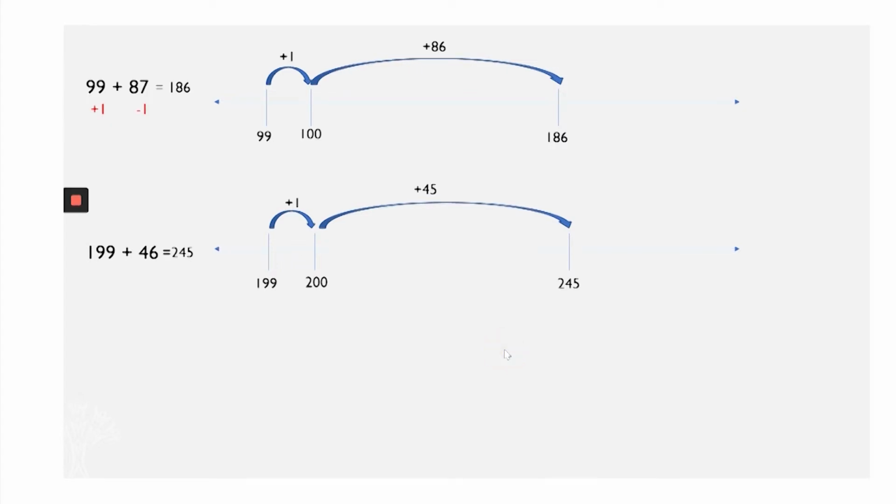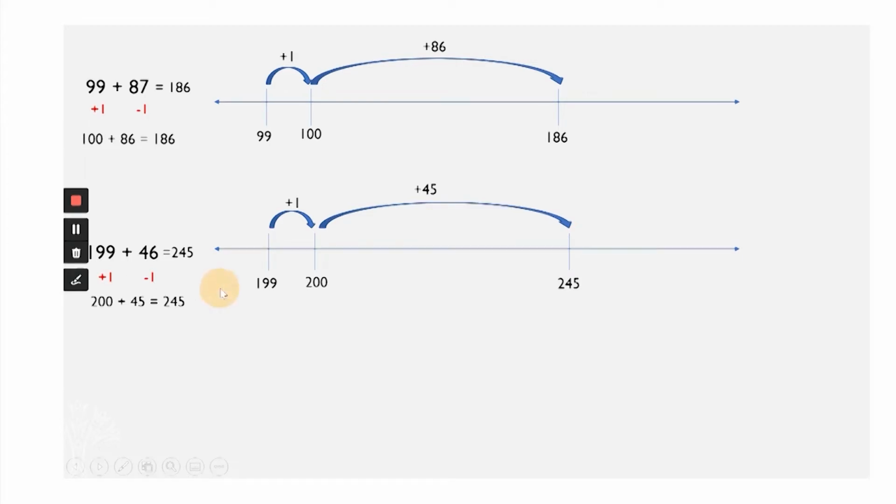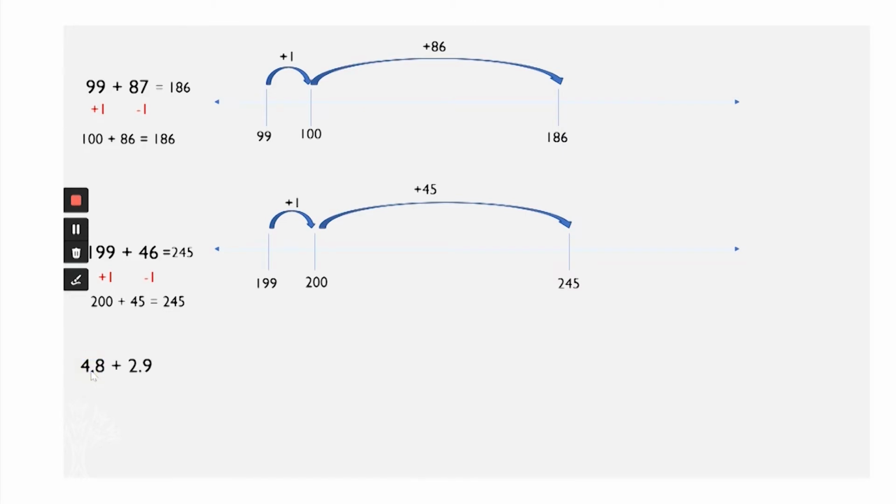Let's take a look. We used what was called the give and take strategy. I gave 1 to this addend and took away 1 from this addend. Awesome job. So 99 plus 1 is 100, 87 minus 1 is 86, and 100 plus 86 is 186. Same thing down here. I gave 1, took 1, give and take. 199 plus 1, 200, 46 minus 1, 45, 200 plus 45 is 245.